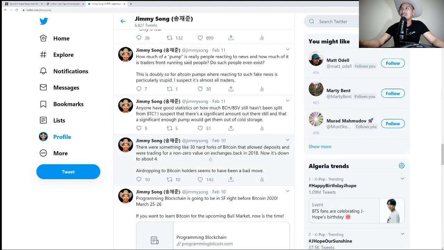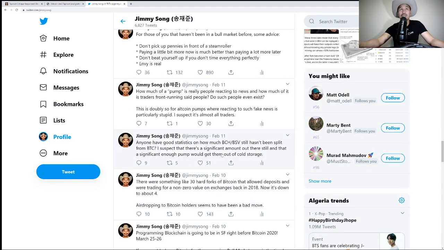There were something like 30 hard forks of Bitcoin that allowed deposits and were trading for non-zero value on exchanges back in 2018. Now it's down to about 4. Airdropping to Bitcoin holders seems to have been a bad move. This is something I realized when I was looking at various exchanges and seeing how many of them still allow deposits. Essentially, we're down to 4: Bitcoin Cash, Bitcoin SV, Bitcoin Diamond, and Bitcoin Gold. That's it. Pretty much every other coin, it's near impossible to trade for Bitcoin. And all of those coins are dead because there's no developer activity and they've been dumped to death. Most of these exchanges don't want any more deposits because then the price goes down and nobody really wants to trade it.